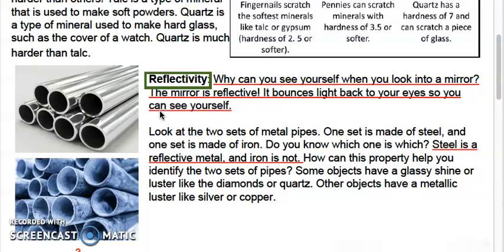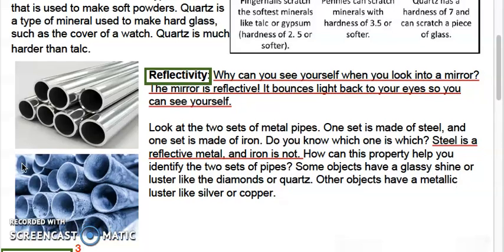Look at the two sets of pipes, metal pipes. One set is made of steel. The other is made of iron. How do you know which one is which? Steel is reflective and iron is not. How can this property help you identify the two sets of pipes? Some objects have a glassy shine or luster like diamonds or quartz. Other objects have a metallic luster like silver or copper.